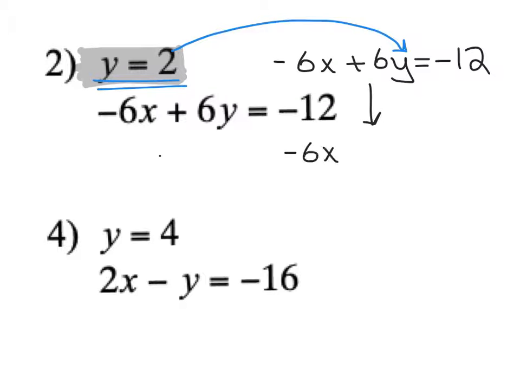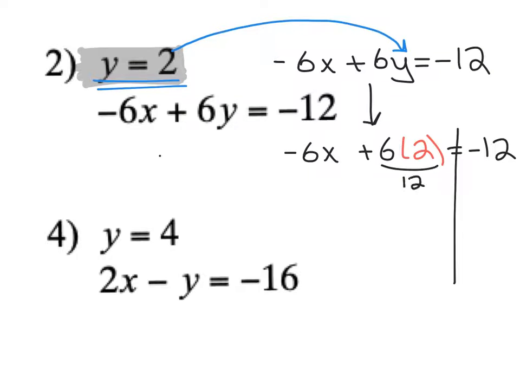So I've got negative 6x plus 6 times y, or 6 times 2, equals negative 12. Now I'm going to solve this like normal. I know that 6 times 2 is 12. So I've got negative 6x plus 12 equals negative 12. Now I'm going to solve this like a normal two-step equation. So subtract 12 from each side.